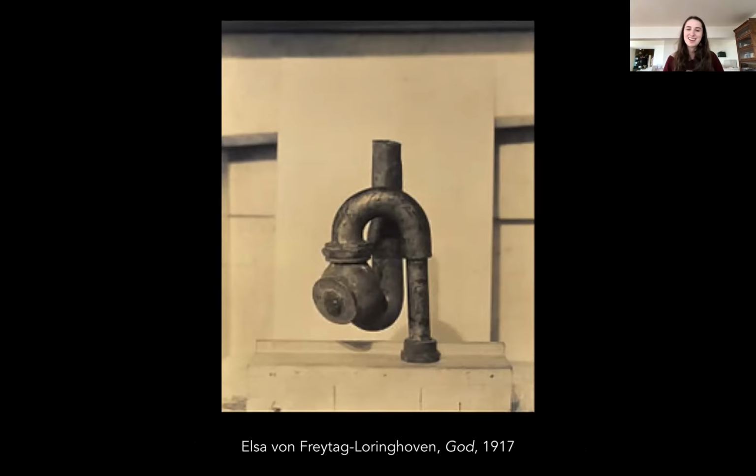Fun fact, it is unknown who originally came up with the idea of the ready-mades, either Duchamp or Miss Freytag Loringhoven. They made the urinal and this piece God, which is a bathroom pipe, in the same year, and no one knows who made it first. So fun thing to think about.